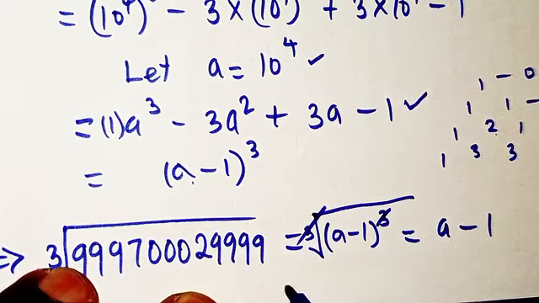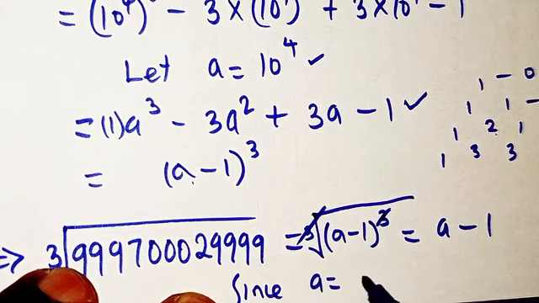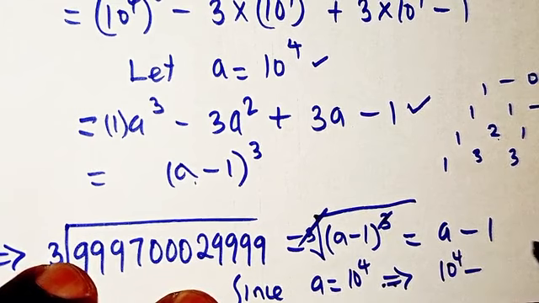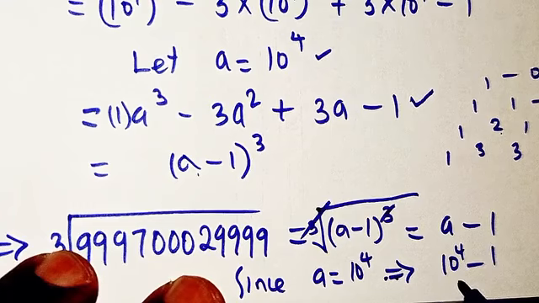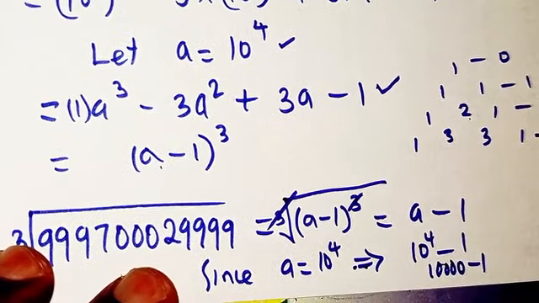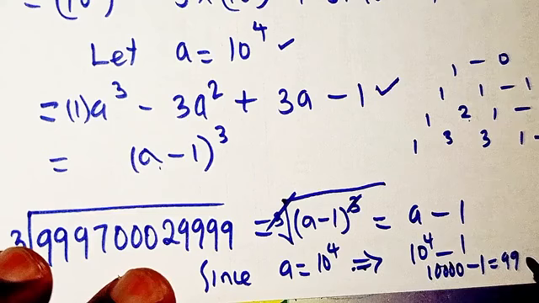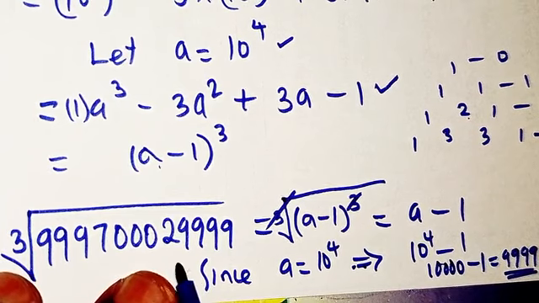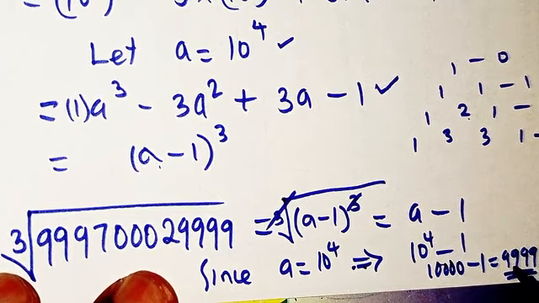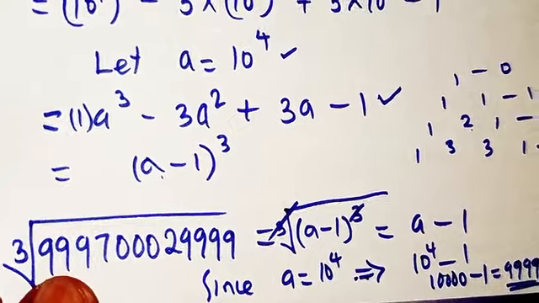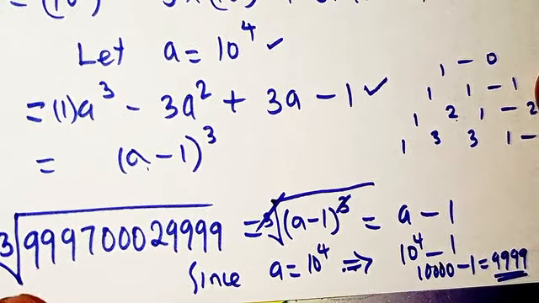So therefore, since A is 10 to the power of 4, this implies 10 to the power of 4 minus 1. And 10 to the power of 4 is what? 10,000 minus 1. And we're going to have our final answer to be 9999. So the cube root of this is going to give us 9,999. You can see that we were able to solve this problem without using a calculator. And that is the end of the class.